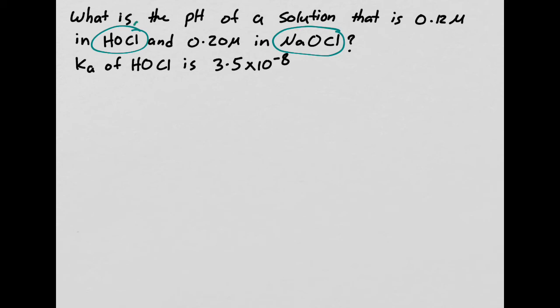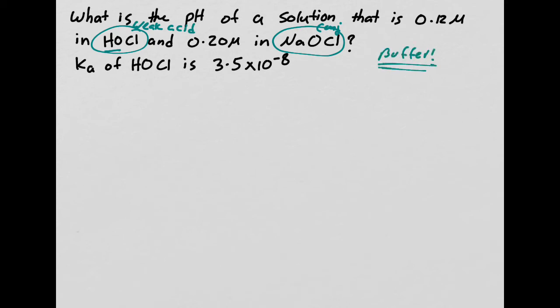This is a weak acid. It's not one of the strong acids. It starts with H, so this is a weak acid, and the OCl minus is its conjugate base. It's a weak acid because it's not one of the acids on the list, and OCl minus is the conjugate of it. So what I have here is a buffer problem.